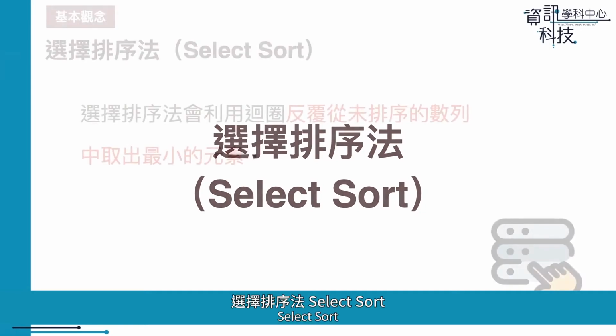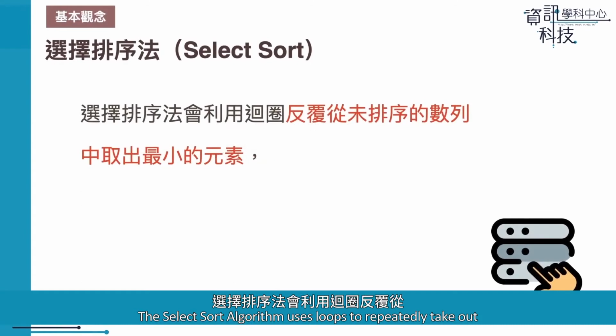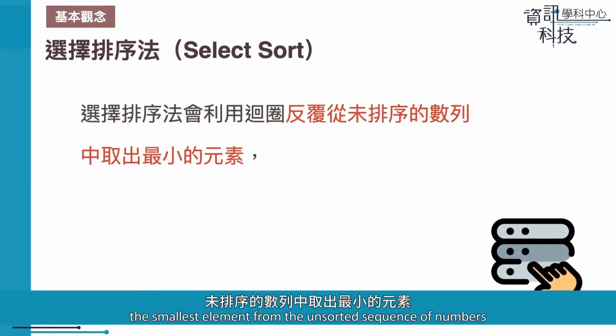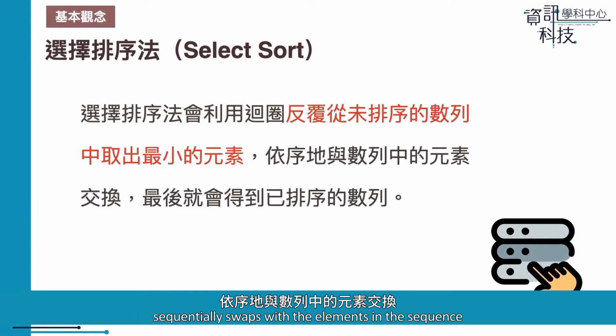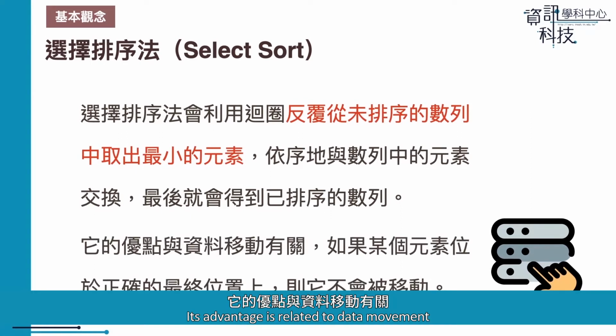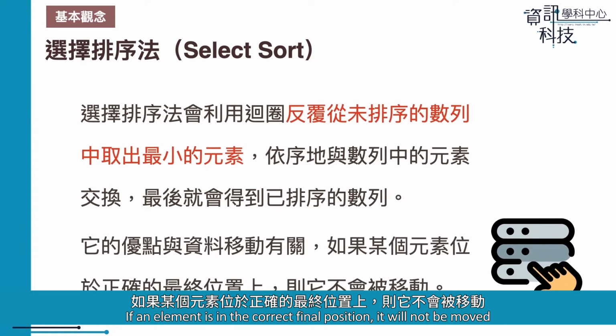Selection sort. The selection sort algorithm uses loops to repeatedly take out the smallest element from the unsorted sequence of numbers, sequentially swaps it with the elements in the sequence, and finally obtains the sorted sequence of numbers. Its advantage is relatively little data movement. If an element is in the correct final position, it will not be moved.